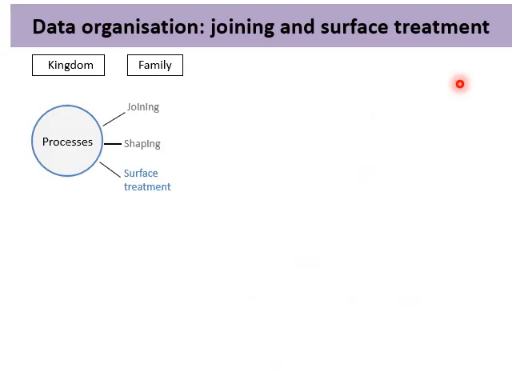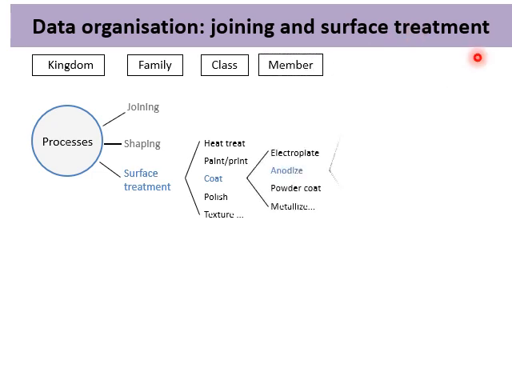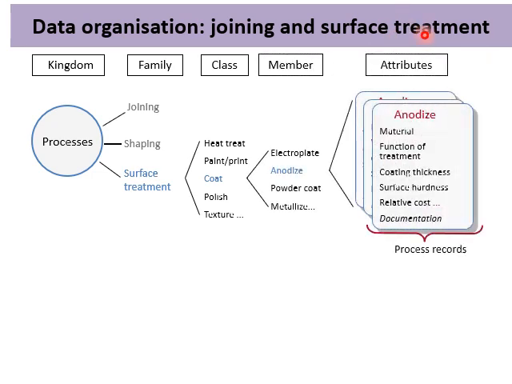So far, we have discussed shaping and joining processes. The remaining family, surface treatment, can be structured and selected in a similar way. This frame shows the surface treatment tree with the class of coating expanded to show members and some of their attributes. An attribute unique to surface treatment is the function of the treatment. Typical functions are listed in the lower part of the frame.